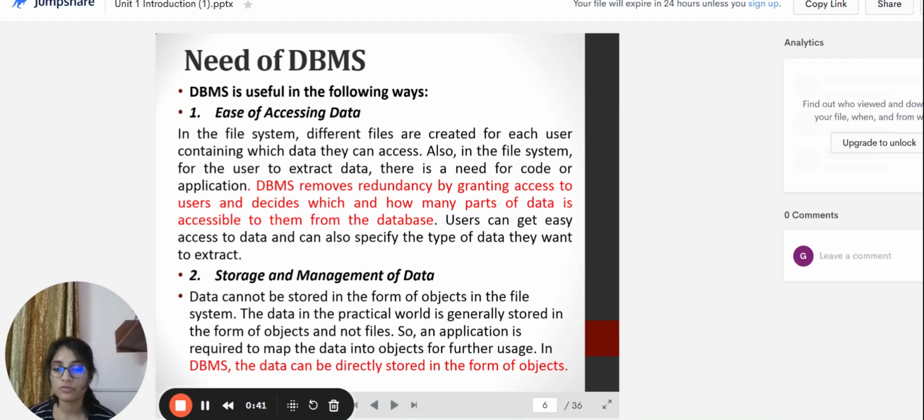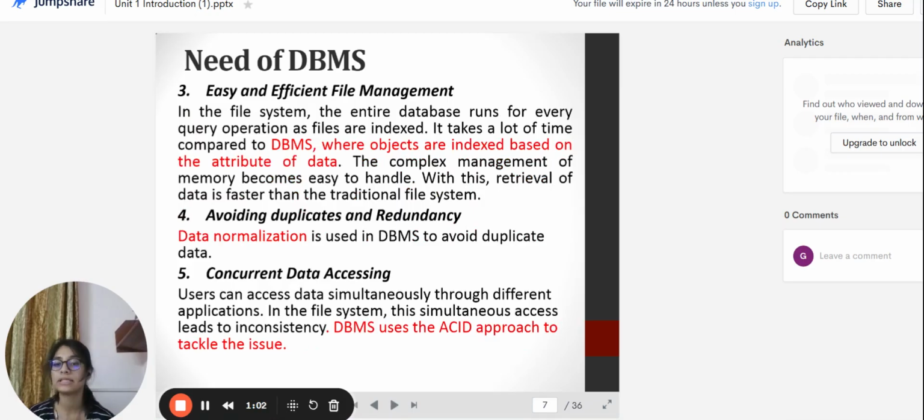Data cannot be stored in the form of objects in the file system. The data in the practical world is generally stored in the form of objects and not files. So an application is required to map the data into objects for further usage. In DBMS, the data can be directly stored in the form of objects.